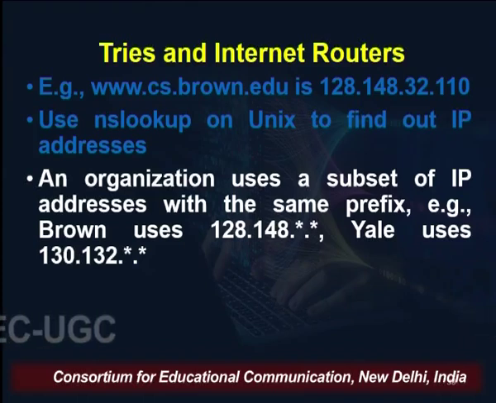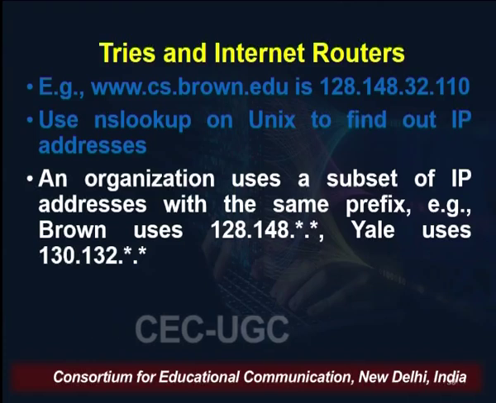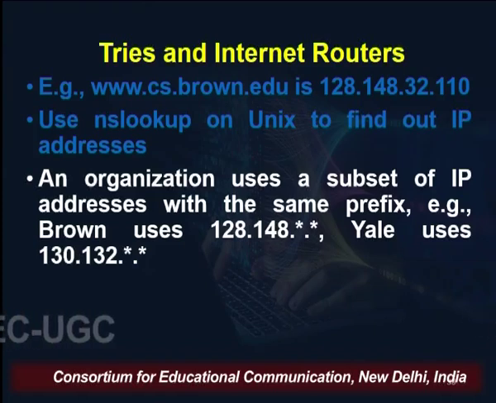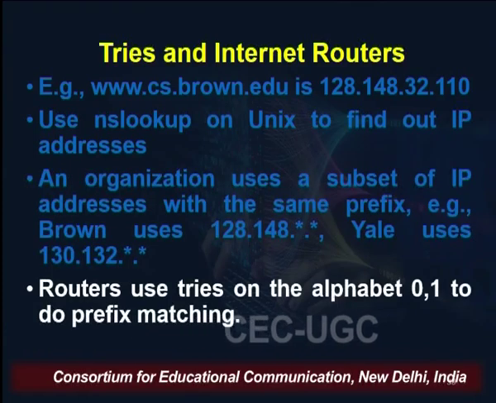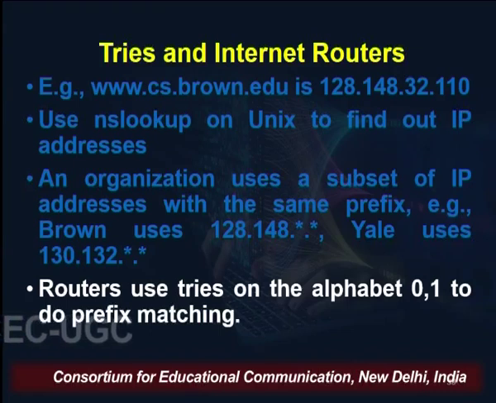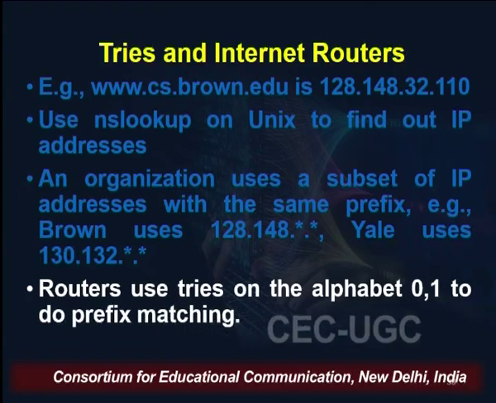Now, when we say the same prefix, that means we are looking for something which is common, and in this scenario tries can be used. Routers can use tries on the alphabet 0 and 1 to do this prefix matching, and this can easily be accomplished as an application of tries.